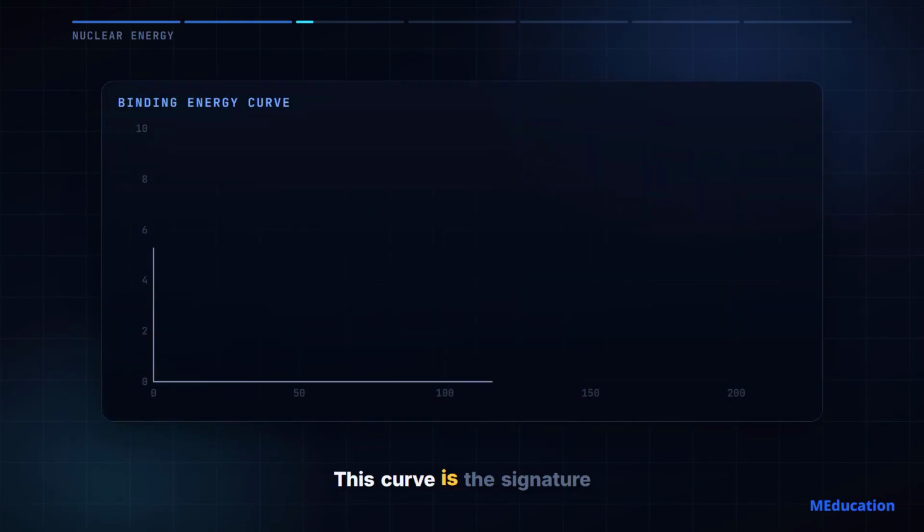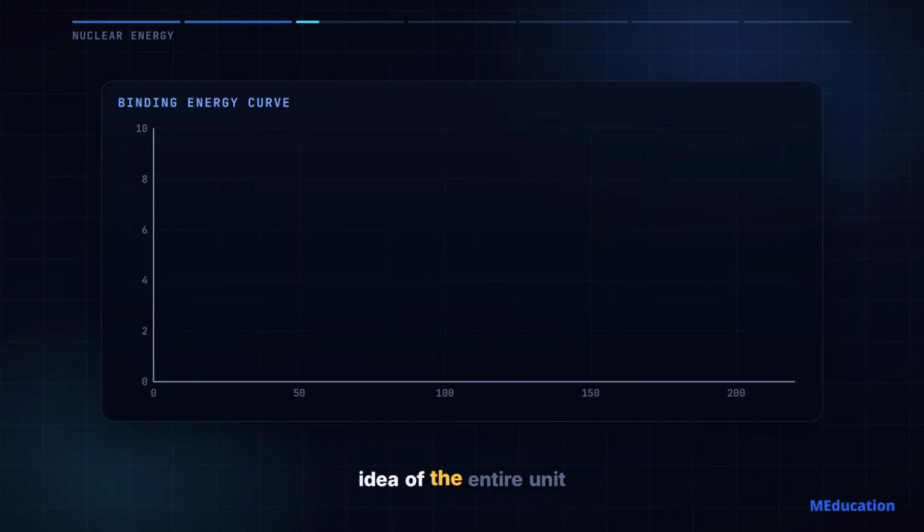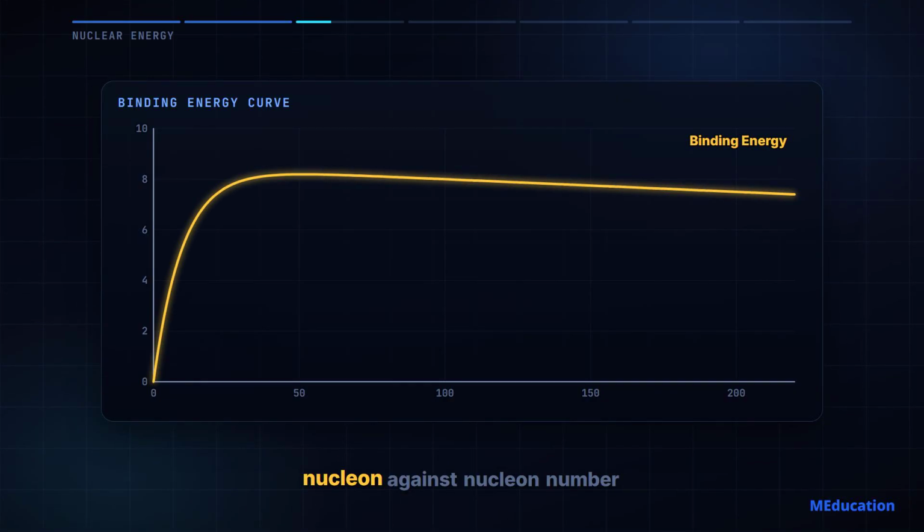Next, we look at the energy binding those nucleons together. This curve is the signature idea of the entire unit. It plots binding energy per nucleon against nucleon number. The higher the curve, the more stable the nucleus. You will learn to calculate this binding energy by finding the mass defect, the missing mass when nucleons bind, and converting it to mega-electron volts.